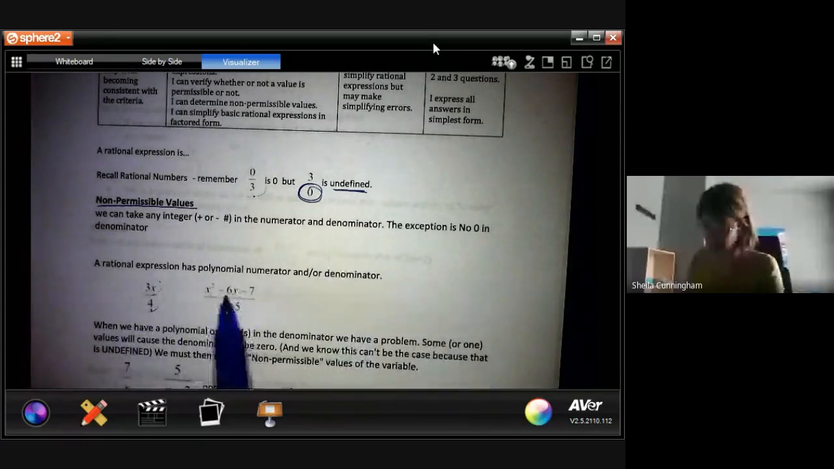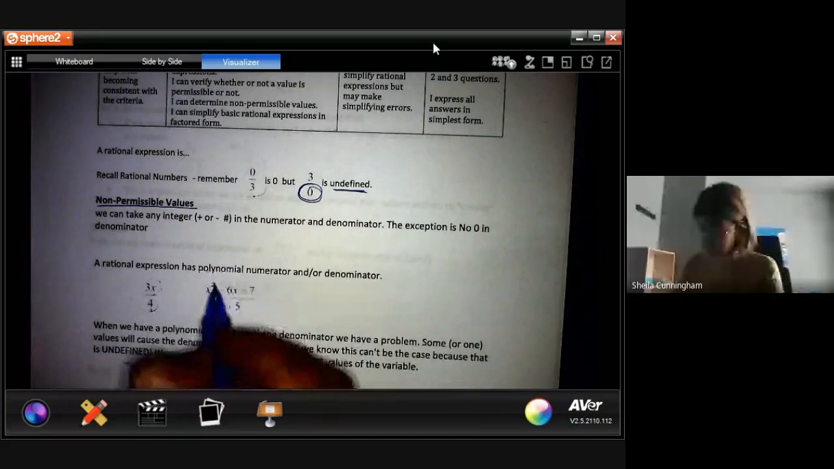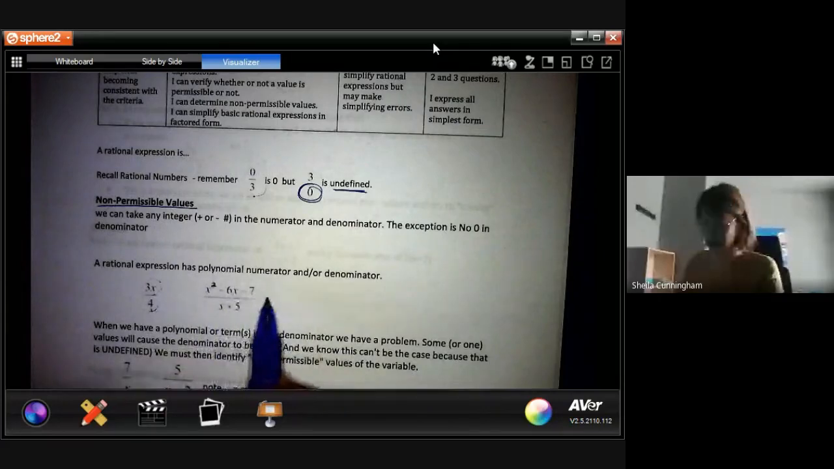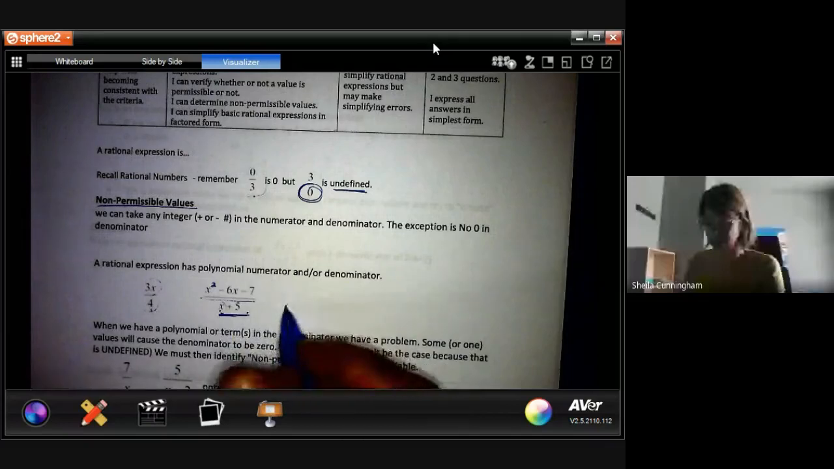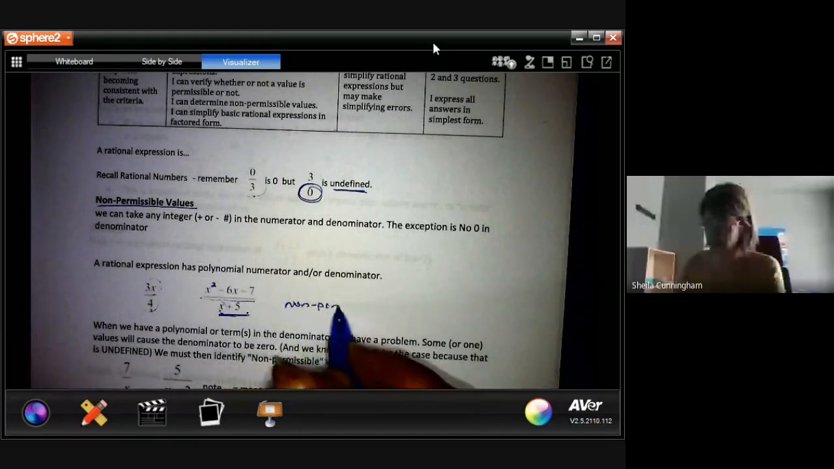Now, if I pop over to the next one, I've got x² minus 6x minus 7 over a denominator of x plus 5. This is problematic if we put in a certain value for x where we would end up getting 0 down here. The only value that I could put in to get 0 would be taking the 5 but making it negative, right? We would zero that out.